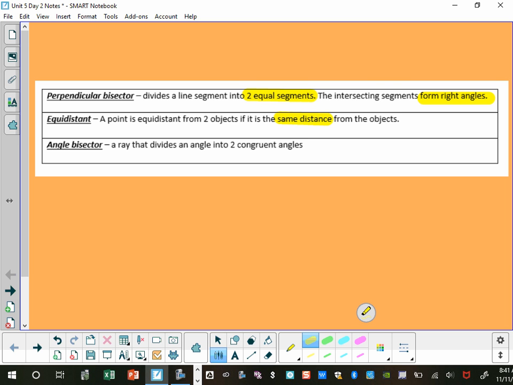Angle bisector, this is not new. We've had this word since Unit 1. It is a ray that divides an angle into two congruent angles. Yes, that's important, to divide an angle. The angle bisector bisects an angle, cuts it in half.